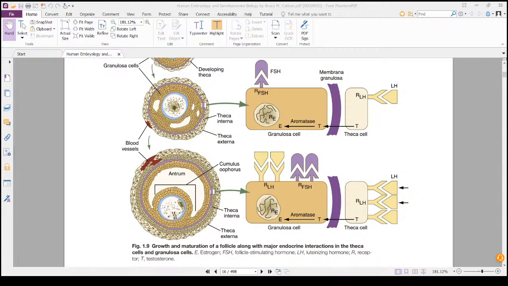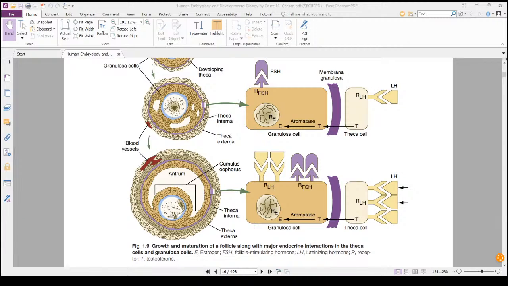what will happen is the cells of the theca interna, when we talk about theca interna and externa, the theca interna cells that you are seeing in this image, they possess the receptor for luteinizing hormone. Very, very important: FSH receptors are present in the granulosa cells. LH receptors are present on the theca interna cells. So they possess the receptor for the luteinizing hormone.